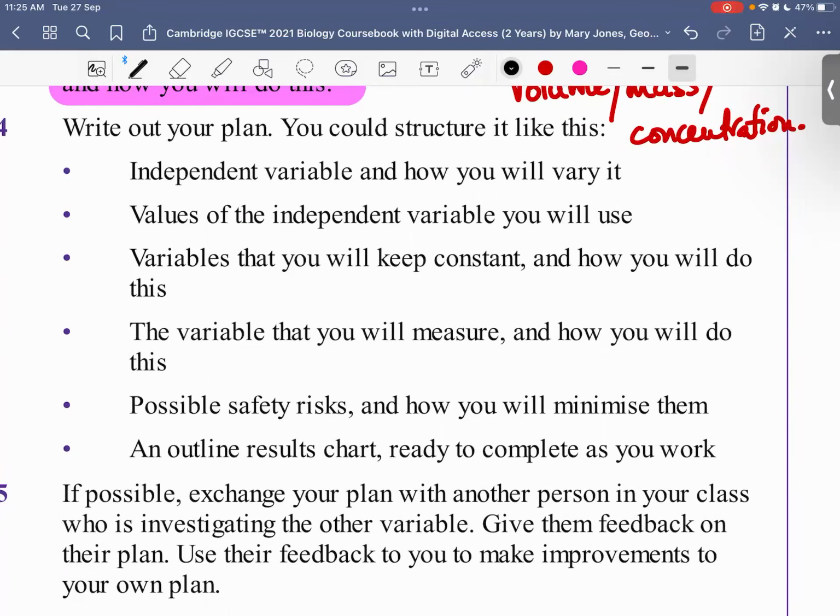The variable that you will measure, what is this variable? The one that we measure, what do you call it? The independent variable. No, the one we measure is dependent. Okay, so the variable that you will measure is the dependent, and how are you going to do this? How will you measure the rate of photosynthesis? Are you going to count the number of bubbles produced in a certain fixed time?